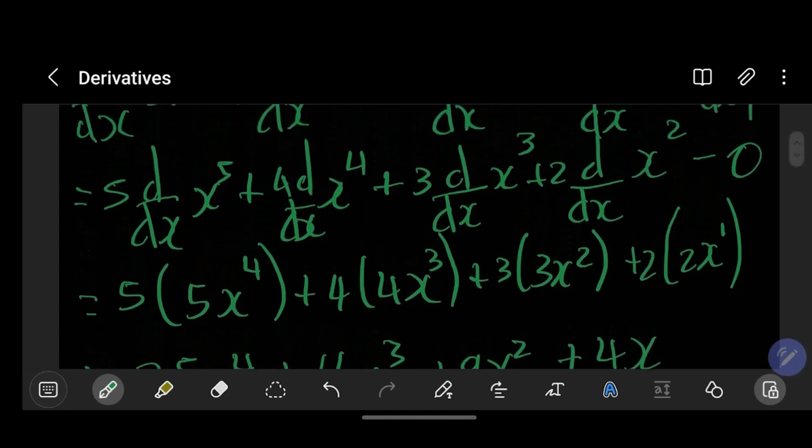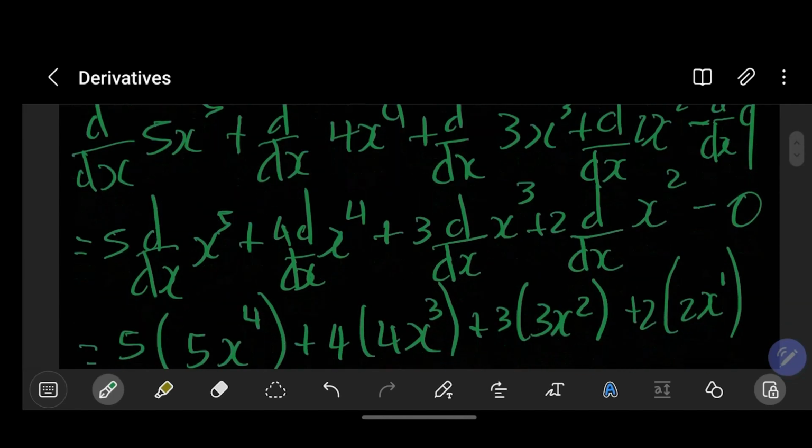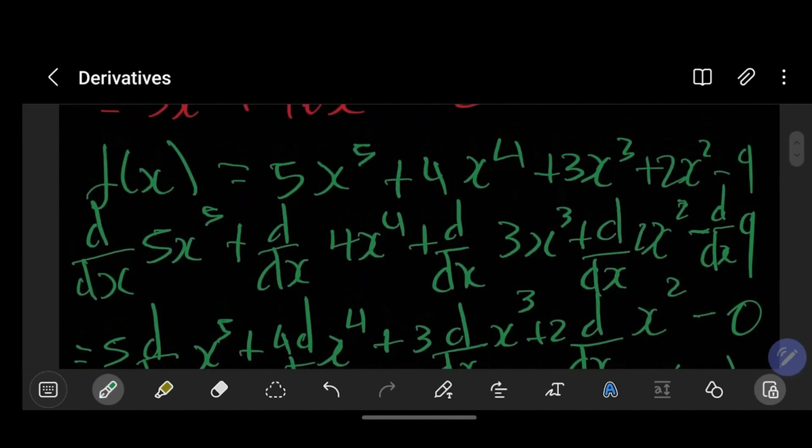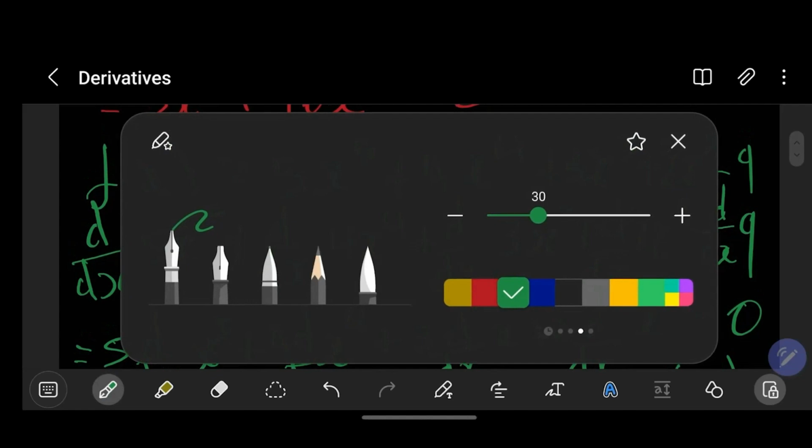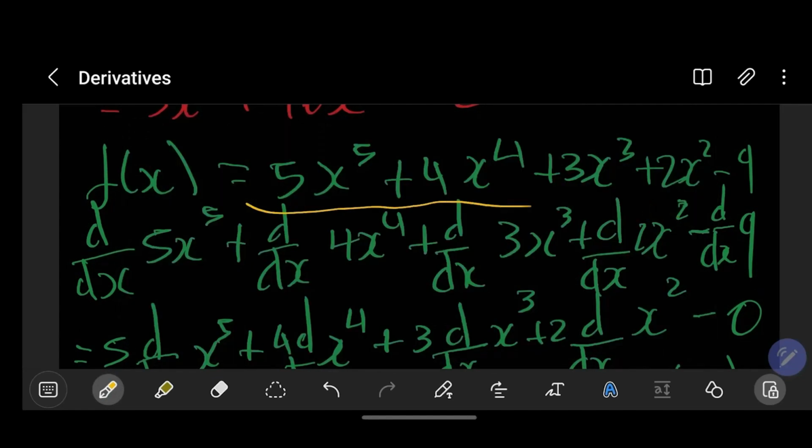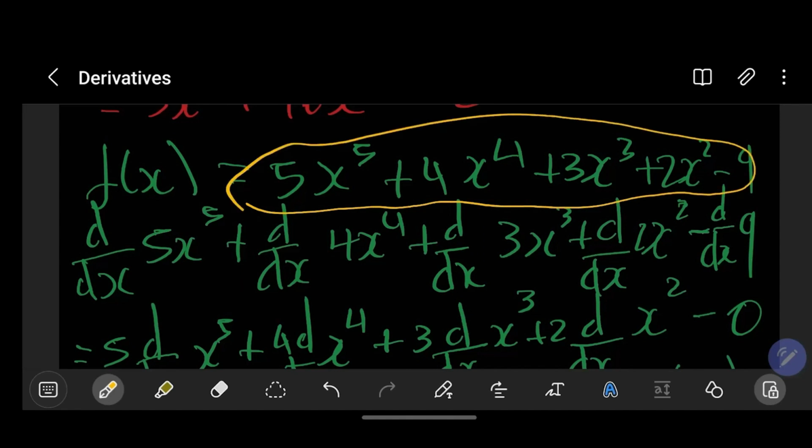One way in which you can actually check your answer is if you look at your question up here. If you look at your question that's up here, and if you get something like this, look at the powers, right? So you got 5 here, you got 4 here, you got 3 here, you got 2 here.